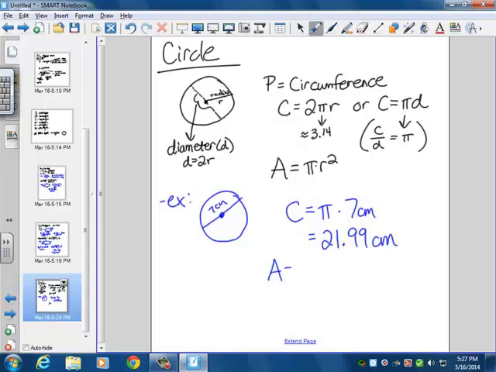Now area, pi times r squared. I don't know my r, so I have to figure that out. Well, if the diameter is 7, radius is half of the diameter, right? So if we want to find the radius, we're going to have to cut that in half. It's going to be 3.5. 3.5 centimeters squared. So notice I'm squaring 3.5, but I'm also squaring my unit to get my square unit. So first do 3.5 squared, then times pi. You should be getting 38.48 centimeters squared.